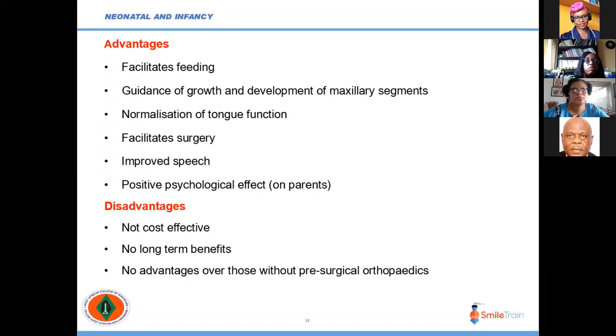The disadvantages, and what makes it often very controversial, is that it's not cost effective because it has no long-term benefits. The only part of this treatment that has a long-term effect is the effect on the nose. And studies have shown that there are no advantages over patients that did not undergo pre-surgical orthodontics.